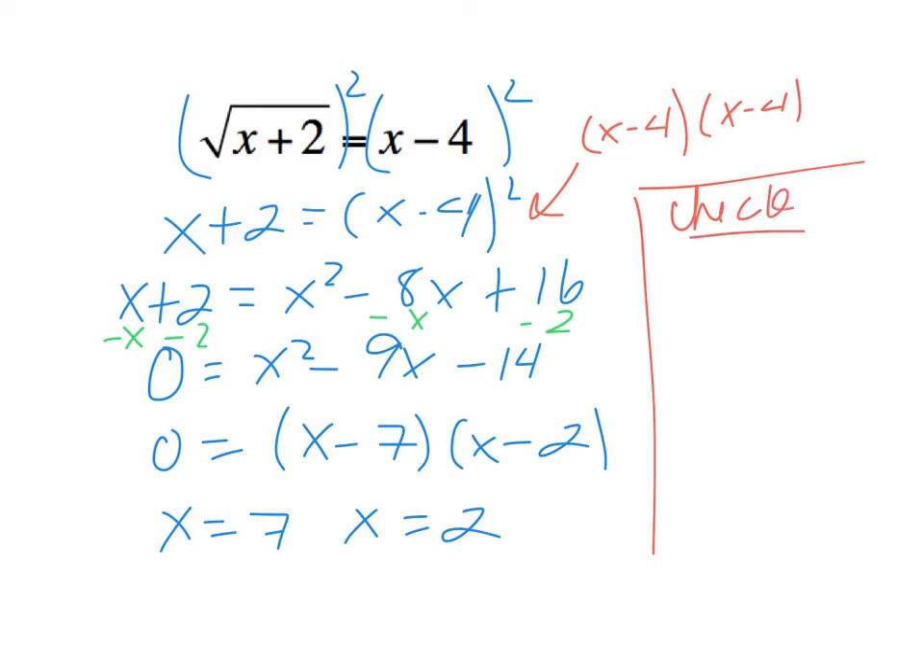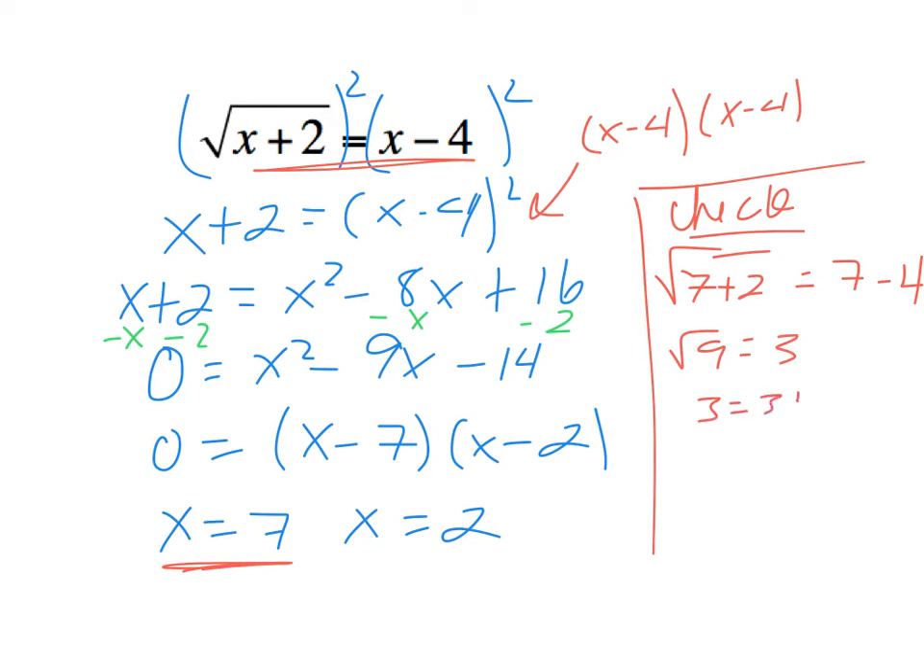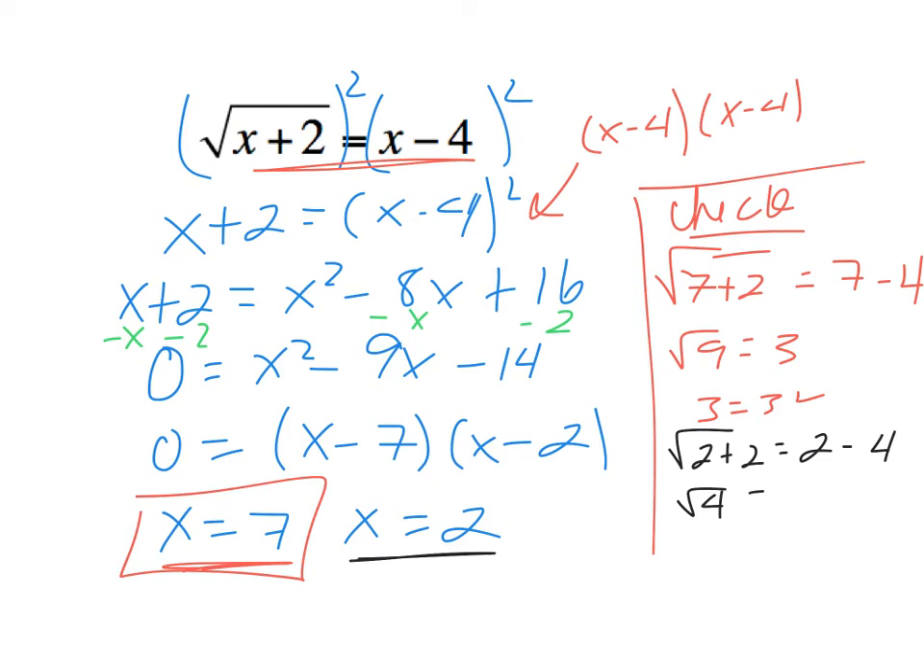So if we check here, I'm going to take 7 and then plug it in up top. So you'll have square root of 7 plus 2 has to equal 7 minus 4. Square root of 9 equals 3. 3 equals 3. That one works. So this one is a solution for sure. And if I plug in 2, you get square root of 2 plus 2 has to equal 2 minus 4. Square root of 4 equals negative 2. 2 equals negative 2. That's not possible, so this is not a solution. So your only solution here is 7.